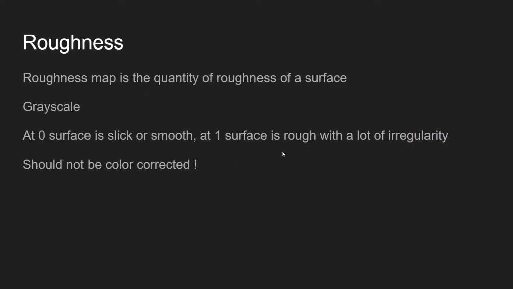And roughness, it's the amount or the quantity of roughness of a surface. So it's based on the irregularity of the surface. It's going to be a grayscale. At 0, the surface is super smooth. At 1, the surface is really rough, so there is a lot of irregularity, and this map should not be color corrected.